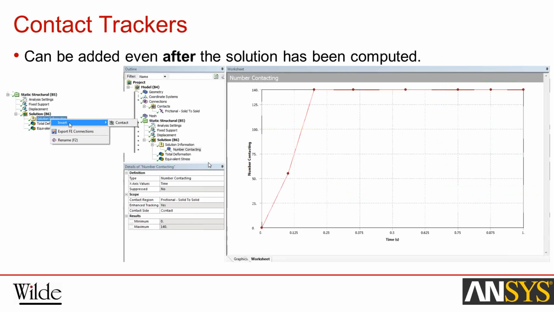Moving on now to contact trackers. I don't know if you use these much already, but they can be used to monitor the state of individual contact pairs during the simulation. They allow the user to monitor the contact in real time. This can significantly help with debugging troublesome models with nonlinear contact, and also save on solution time as errors in model setup can be detected before the solution has completed.